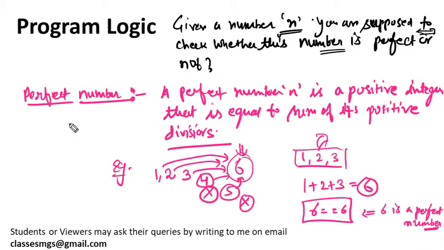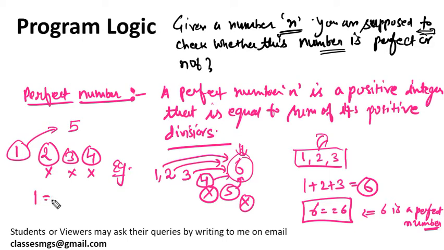Let's check whether 5 is a perfect number or not. 1 completely divides 5, so 1 is a divisor. 2 no, because 2 is not completely dividing 5. 3 no, not dividing completely. 4 no, so up to 4 we need to check. Now we are getting only 1, so 1 is not equal to 5, so 5 is not a perfect number.